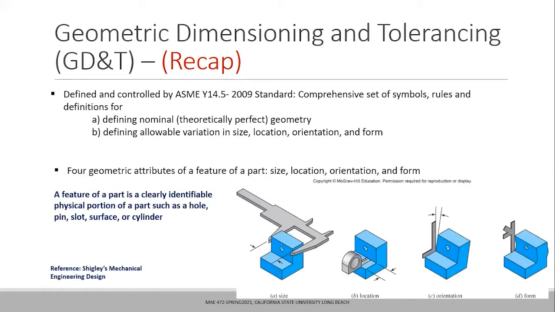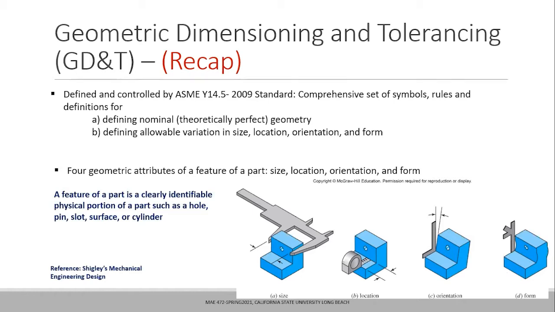So we covered this slide in the last lecture, where we discussed that there are specific specification standards, given by the ASME Y14.5 2009 standard, that provides a comprehensive set of symbols, rules, and definitions for not only defining the theoretically perfect geometry, but also to allow variation in size, location, orientation, and form. So these are the four geometric attributes for any feature that can be controlled. One is called size, location, orientation, and form.